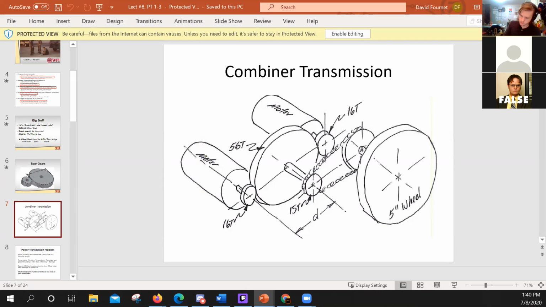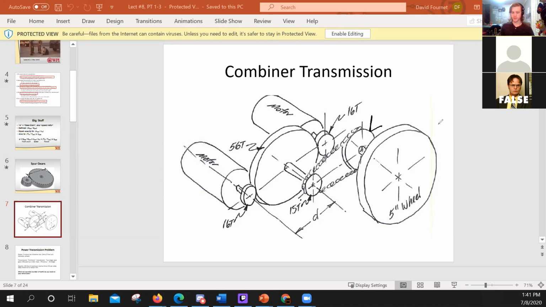So there are some important pieces of information here, and I'm going to ask you questions based on them. We have a bunch of gears: a 16 tooth gear, a 56 tooth gear, a 15 tooth gear, another 16 tooth gear, some diameter, and a wheel. I guess it doesn't have a number of teeth for this one, but I'm not going to worry about that. We're just going to worry about the output of this.